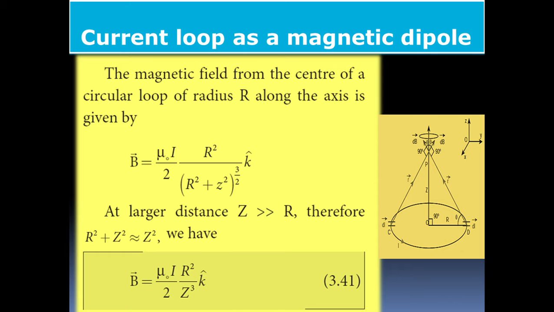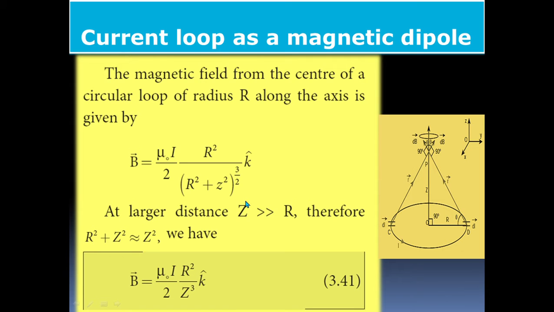Current loop as a magnetic dipole. The magnetic field at a point on the axis of a circular loop of radius r is given by B vector equals mu naught I r square divided by 2 into (r square plus z square) the whole power 3 by 2, into k cap. This equation we obtained from the previous derivation.